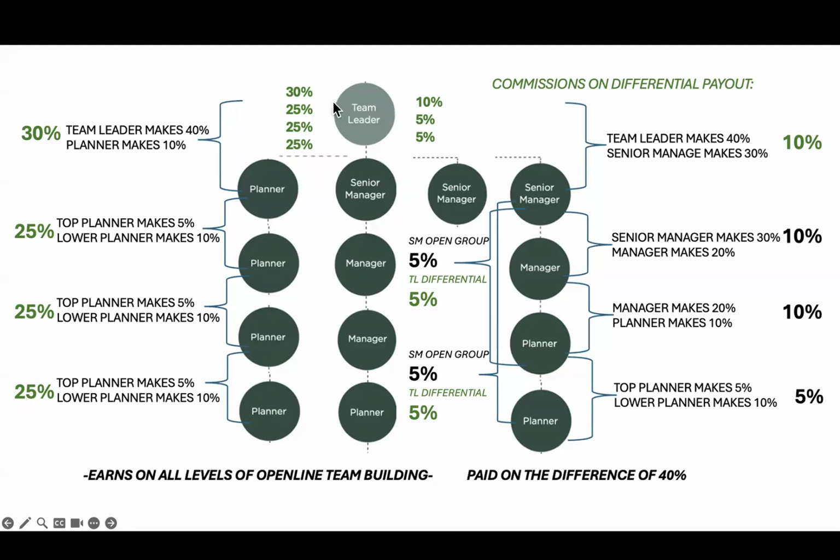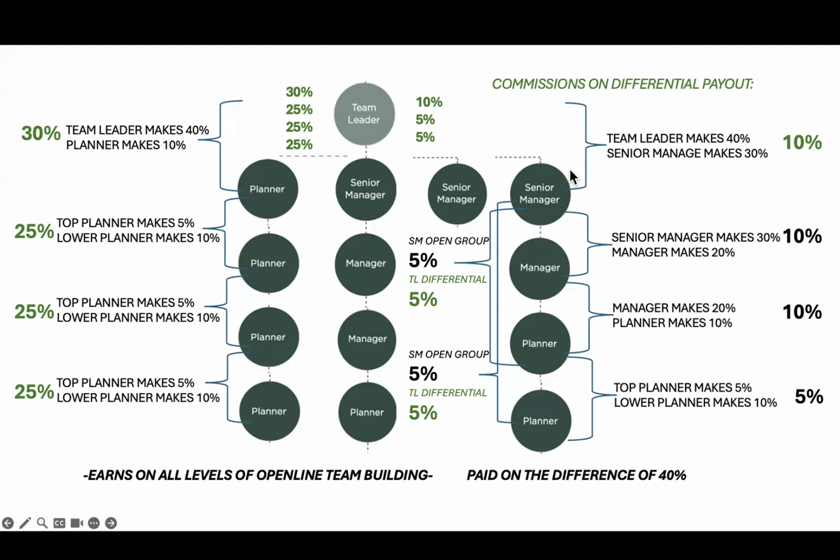Why? Team leader versus planner, right? There's that extra 5% spread. So he's going to make 30%. Team leader versus this planner, 25%, 25%, 25%, right? So this is what you would call an open, open, open line. Technically, what you're seeing here is the team leader is getting paid as the team leader. He's getting paid as the senior manager, and he's getting paid as the manager. And that's how he's getting all the differential payout.